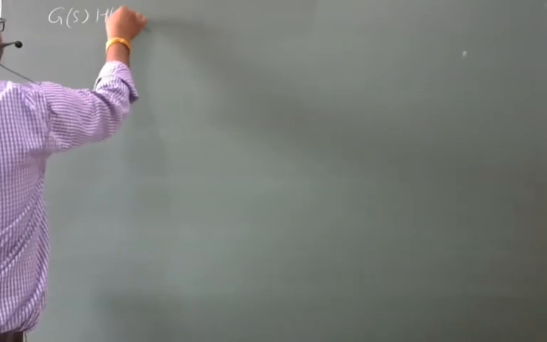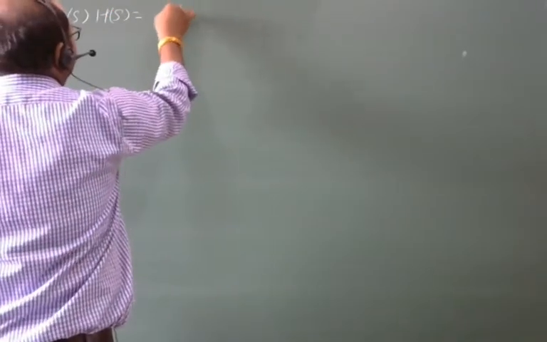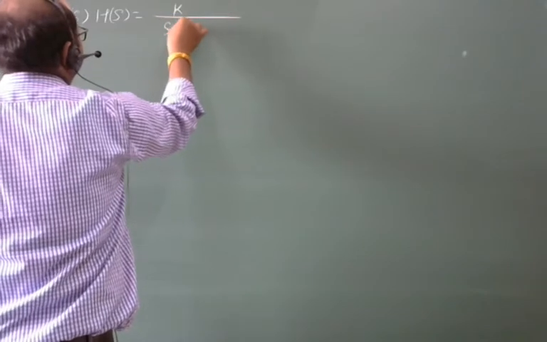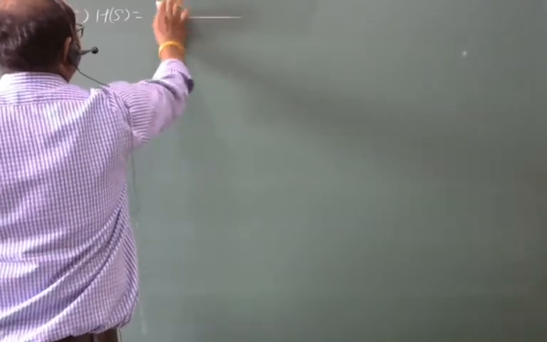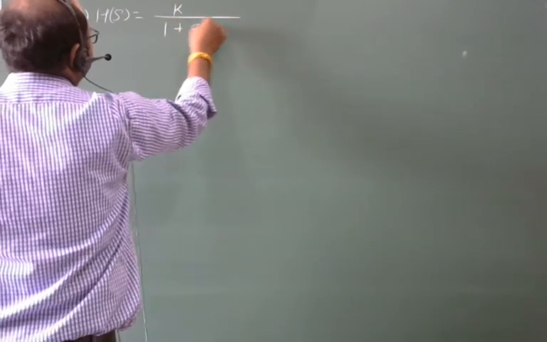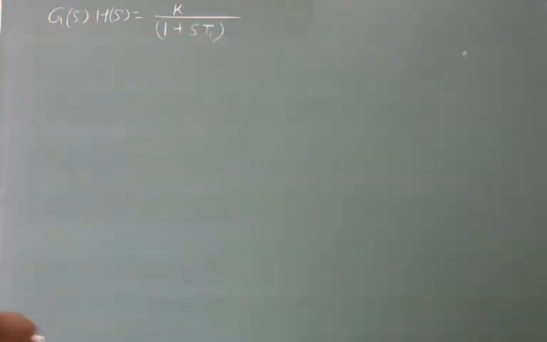So let's take an example where G(s)H(s) is given as K divided by 1 plus sT1, and we have to draw a root locus plot for this G(s)H(s). So what are the steps to draw a root locus?